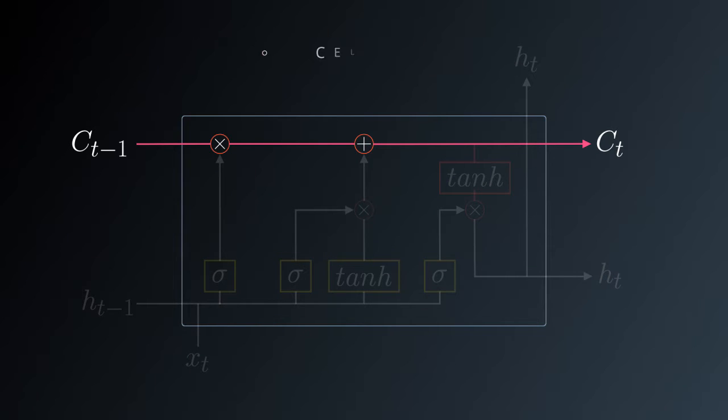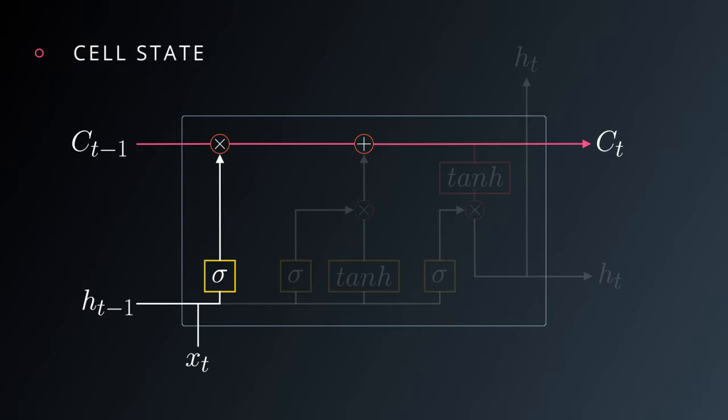The main improvement here is through the cell state. The cell state goes through the LSTM cell with little interaction, allowing information to flow easily through the cells. The cell state is modified only through these element-wise operations, which function as gates. And the hidden state is now calculated from the cell state, then passed on.